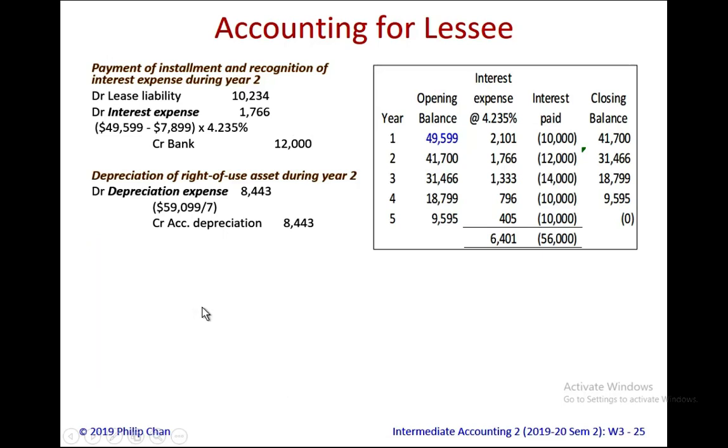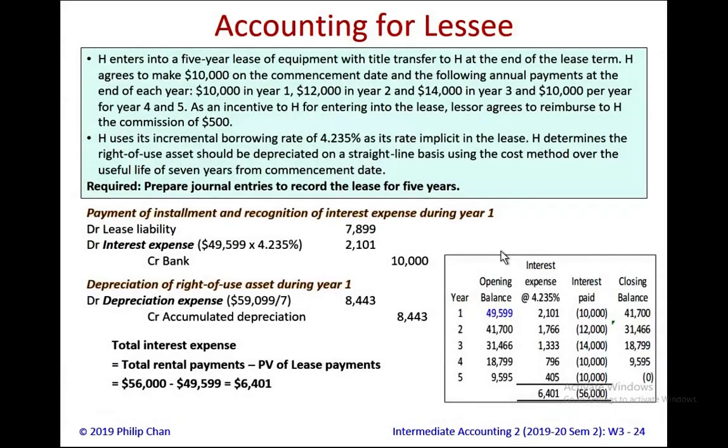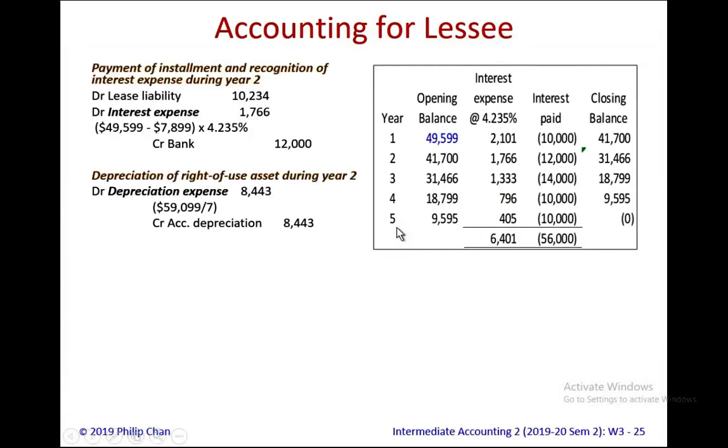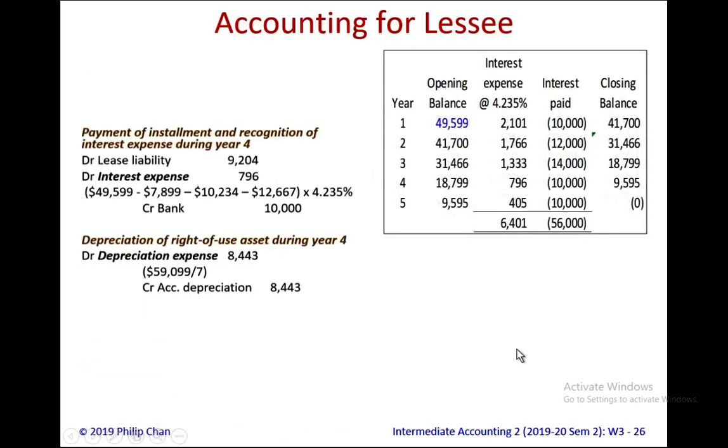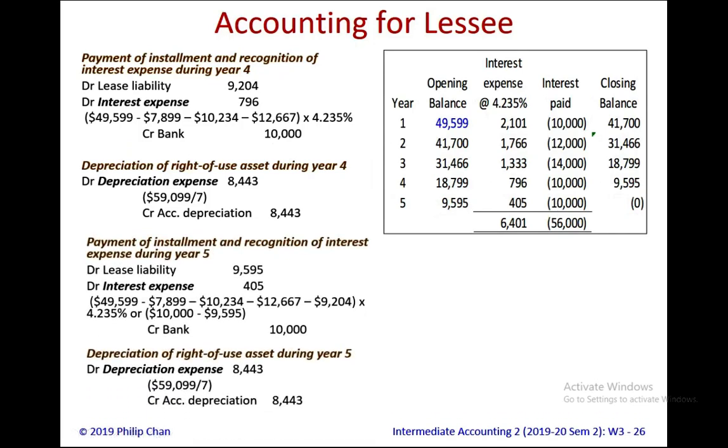Where do we show this? It's in here. This number. Year 1 reduced by this. In year 2, we reduce the liability by 10,234. This is exactly what I did here. And then we multiply that with the interest rate. Remember, you don't need to prepare that table. You can work out the interest expenses straight away. Okay, depreciation, the same figure. And then years 4 and 5, repeating exactly the same entries.